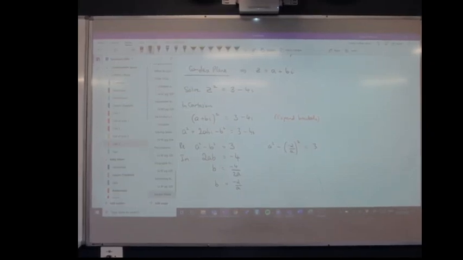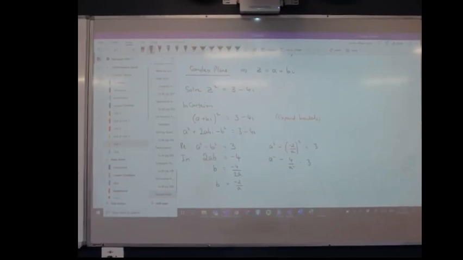Now the algebra fun part starts. We're going to solve for a. So let's just get rid of those brackets on the second term. So we're going to have a squared minus 4 over a squared is equal to 3. How am I going to solve that?